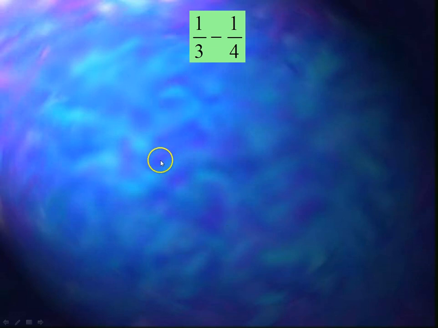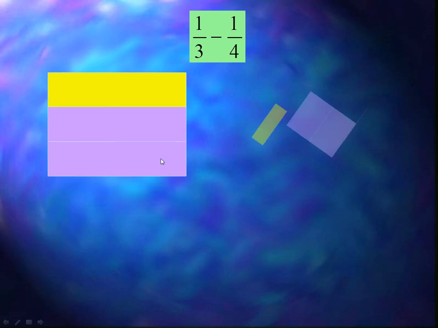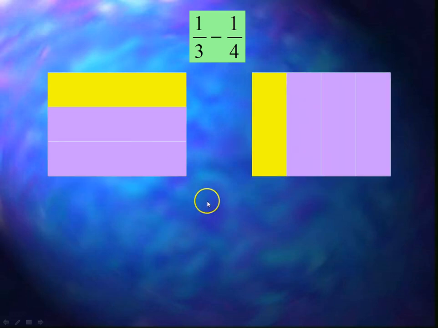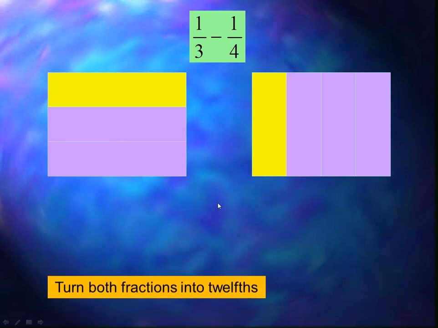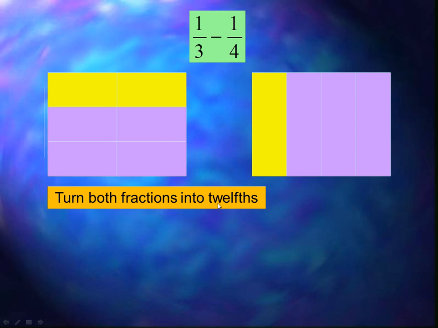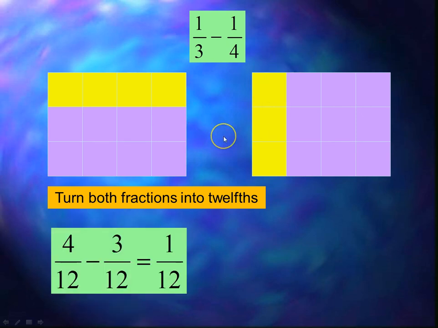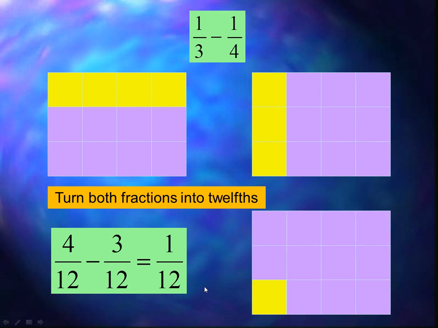Here we have 1/3 minus 1/4. And once again, without a common denominator, we cannot do the subtraction. It is impossible. We need to turn both fractions into twelfths. And here we go. Here is 1/3 as a fraction, which is 4/12, and the same thing with 1/4, which is 3/12. And now the subtraction is super easy. 4/12 minus 3/12 equals 1/12. Ta-da.